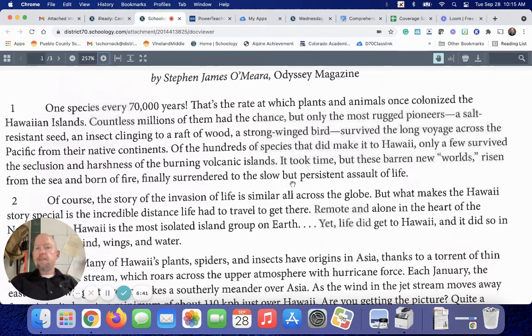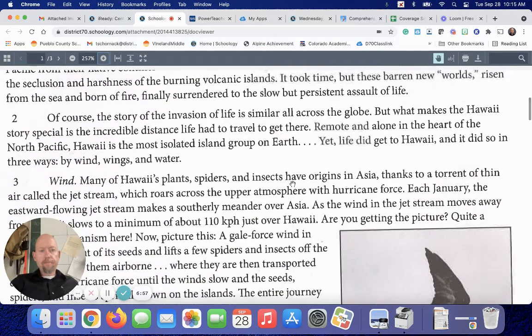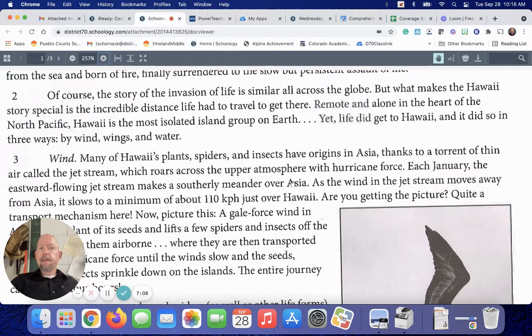Of the 100 species that did make it to Hawaii, only a few survived the seclusion and harshness of the burning volcanic islands. It took time, but these barren new worlds, risen from the sea and born of fire, finally surrendered to the slow but persistent assault of life. Of course, the story of the invasion of life is similar all across the globe, but what makes the Hawaii story special is the incredible distance life had to travel to get there.